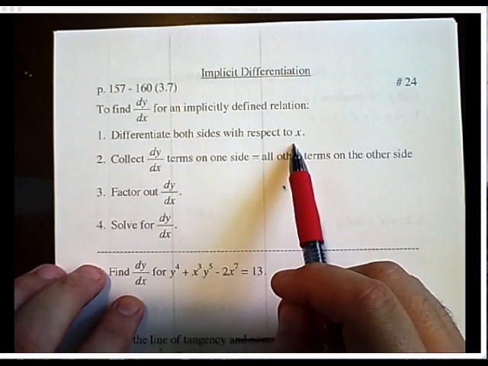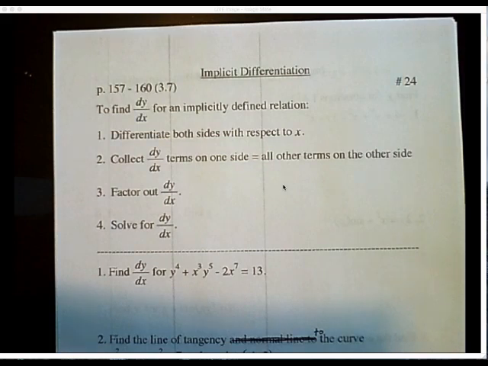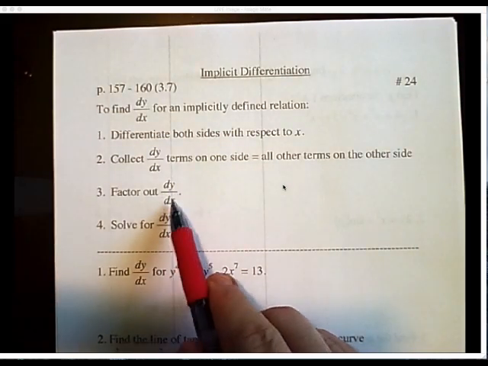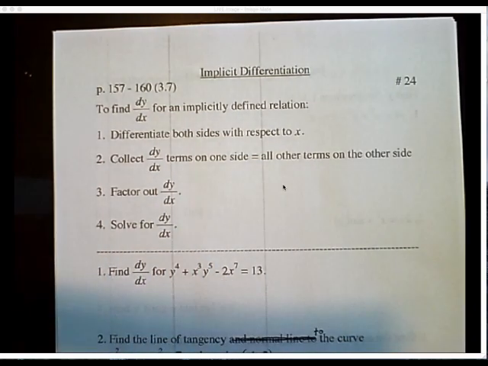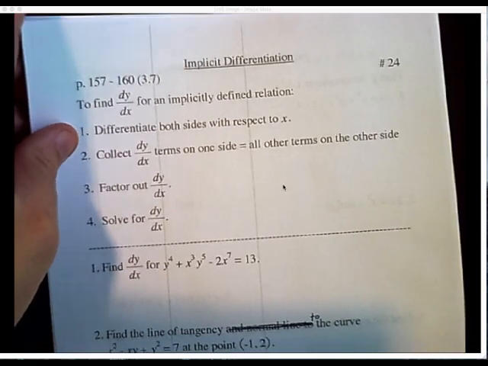So what Stacy McMullen tells us is, to find the derivative for an implicitly defined relation, differentiate both sides with respect to x, collect all the dy over dx terms on one side, and move all the other terms to the other side, factor out the dy dx, and then solve for it. So the best way to do this is just by working through several examples on this note card. I'll show you how to do it. Now it might take a little bit more space, so I'm going to do it on notebook paper.